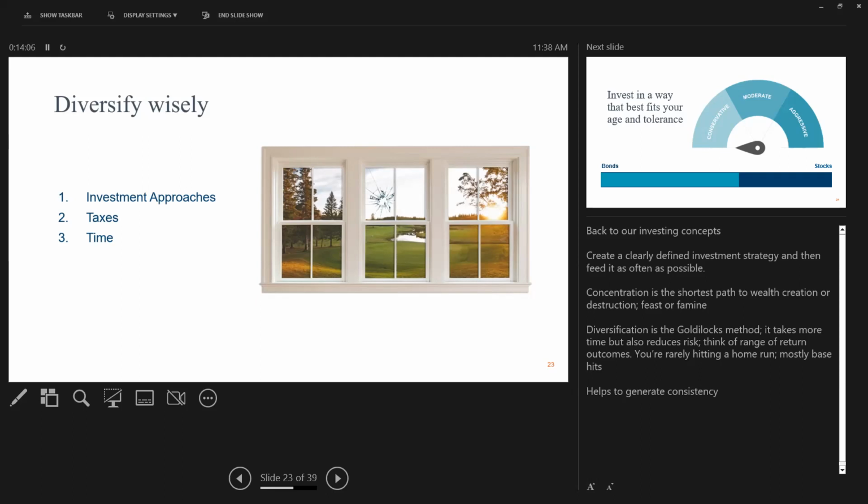Timing is virtually an impossible game to play, so we don't want to try and play that game. It's more along the lines of saying, what does my lifestyle need in terms of an investment allocation? Let's follow that and make sure that I stay roughly in line.